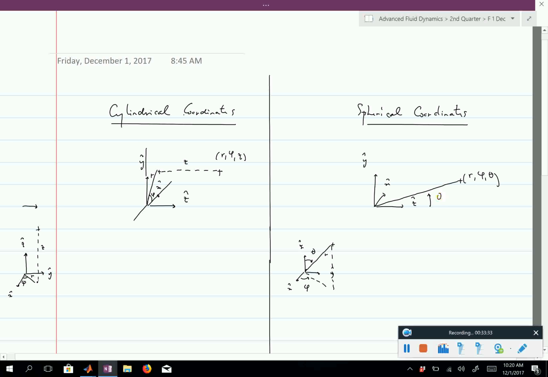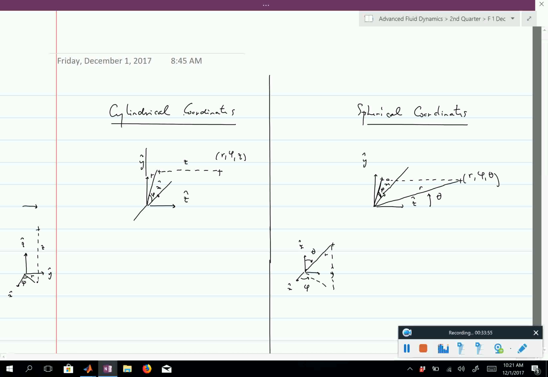This here is my angle theta. And then when you project your point onto the xy plane, this angle here from the x-axis is your angle phi, and r is the distance to the origin. Now it didn't go so well this time, so I'll refer you to the book.